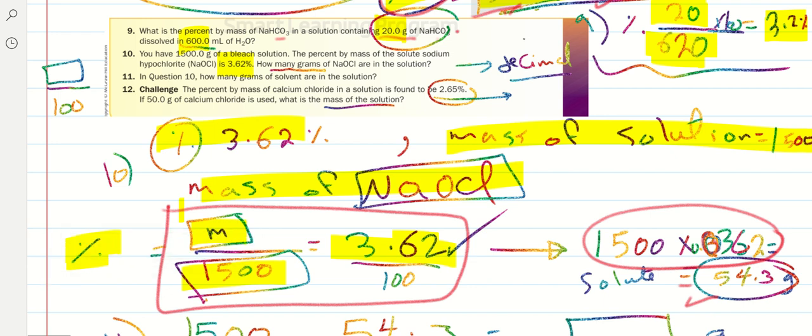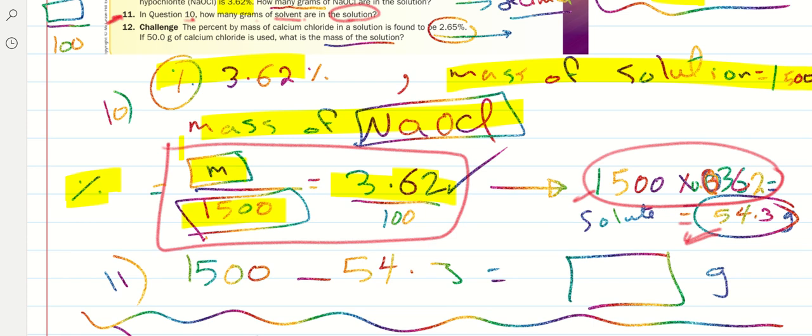Look at the other question. The other question says how many grams of solvent are in the solution. I have the total and I have the solute. Easy, you will just subtract. So the total minus the solute to get how much is the solvent.